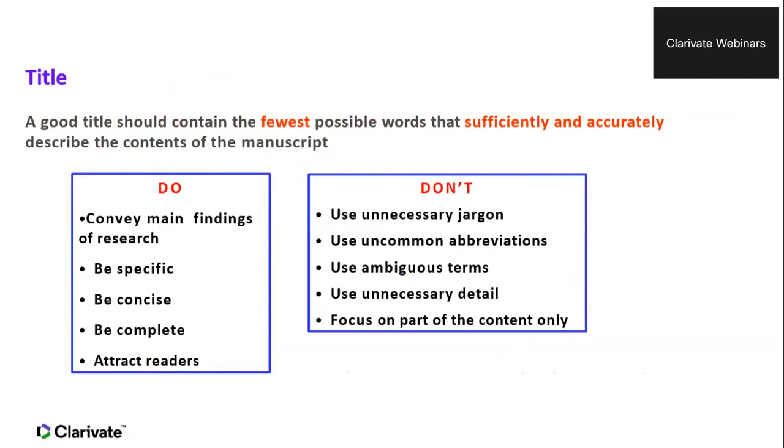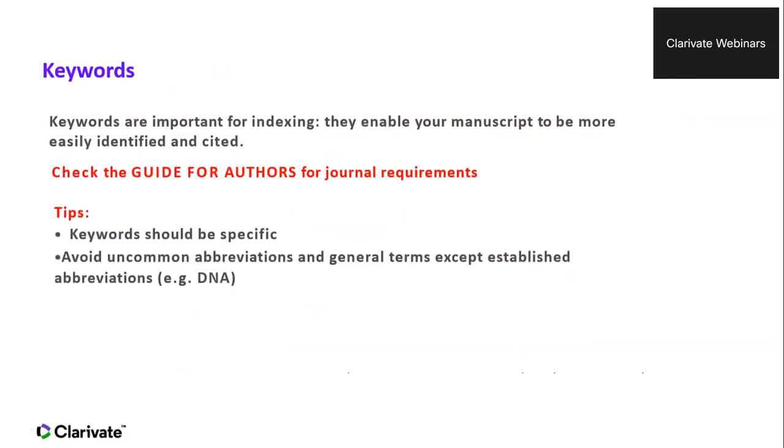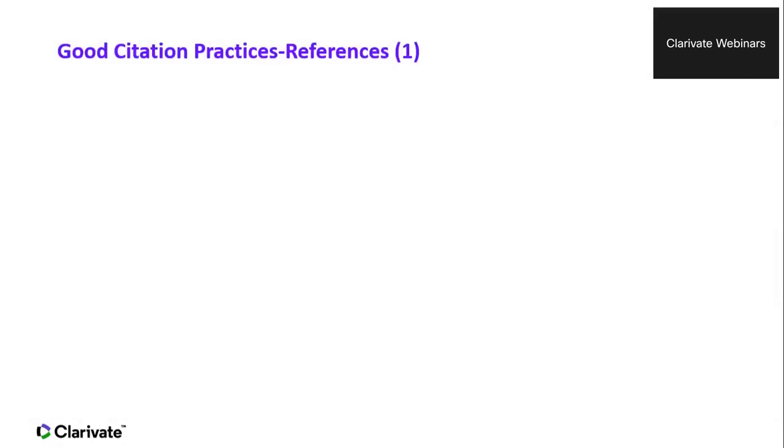What should your title do? A good title should contain the fewest possible words that sufficiently and accurately describe the contents of a manuscript. Keywords are important for indexing. They enable your manuscript to be more easily identified and cited. Check the guide for authors for journal requirements.